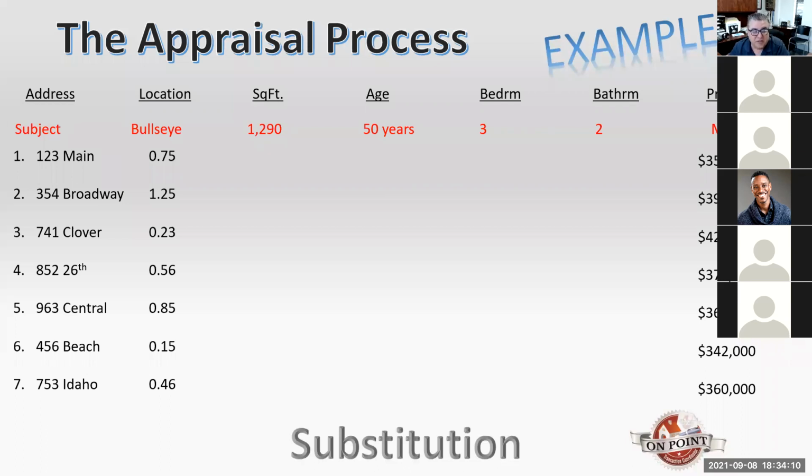So let's move on to the next one. Now we've added age. Can you see why number 2, the one on Broadway, really isn't a comparable? It's too far away and it's too new. It's 25 years newer than the subject property. So there's a reason why it sold for 395 versus the other ones.